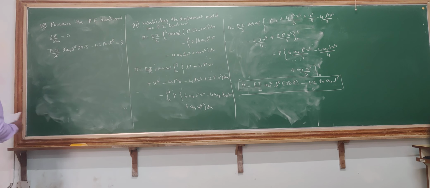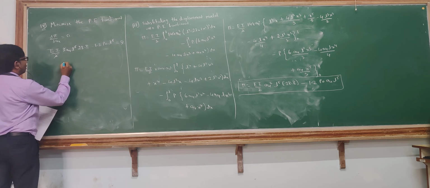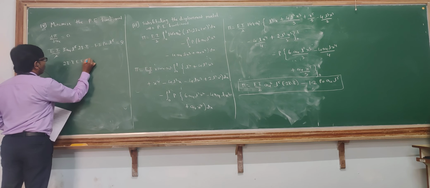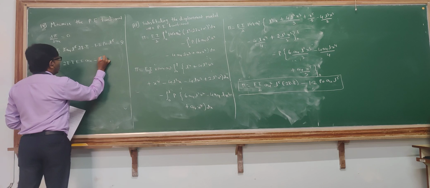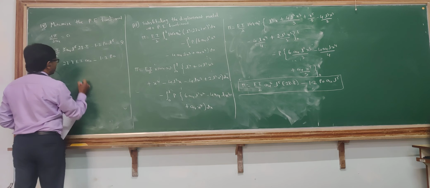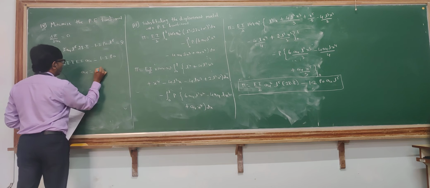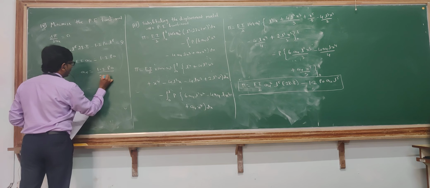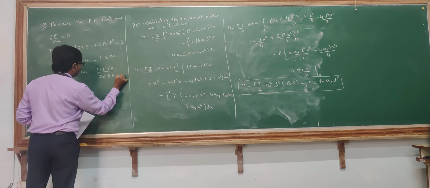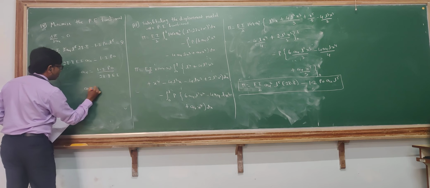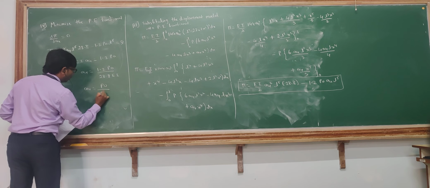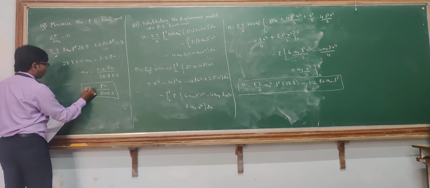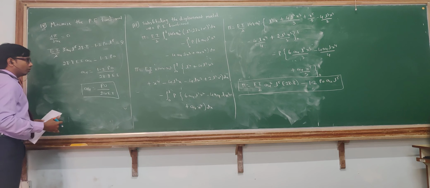Okay, alpha alpha gets cancelled. What remains here is 28.8 EI A4 should be equal to 1.2 P naught. So A4 will be equal to 1.2 P naught divided by 28.8 EI, which is nothing but A4 is equal to P naught upon 24 EI. So A4 you got as P naught upon 24 EI.